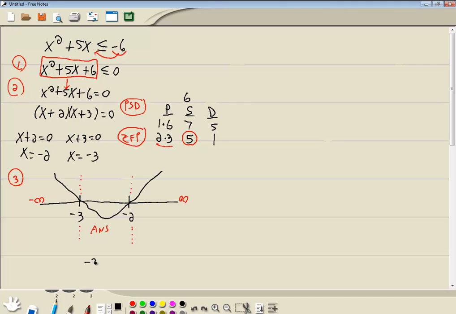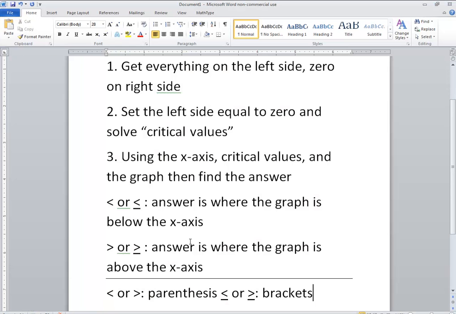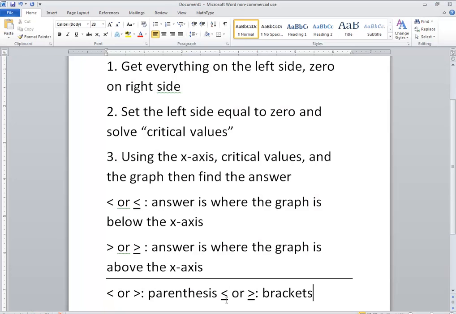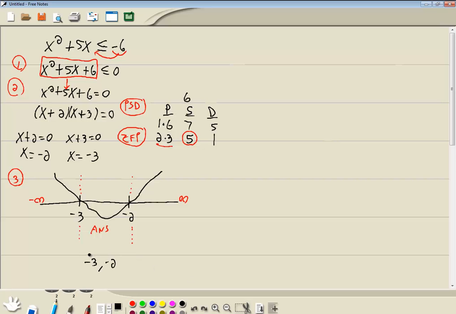So this is going from negative 3 to negative 2, and less than or equal to tells us to use brackets. So we put a bracket around each one of those, and that's our answer.